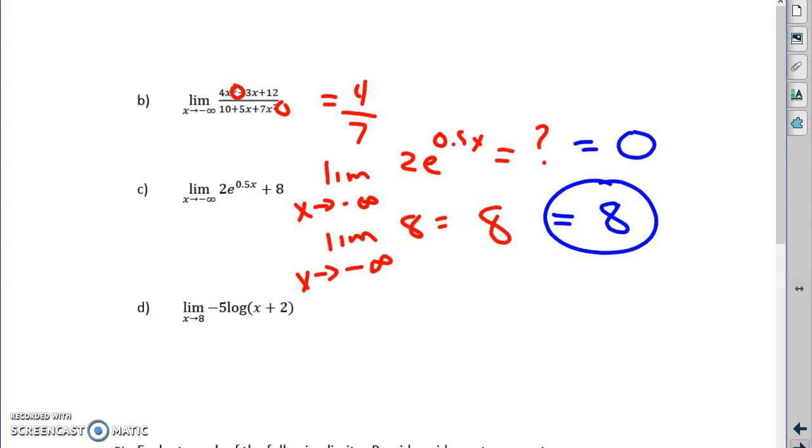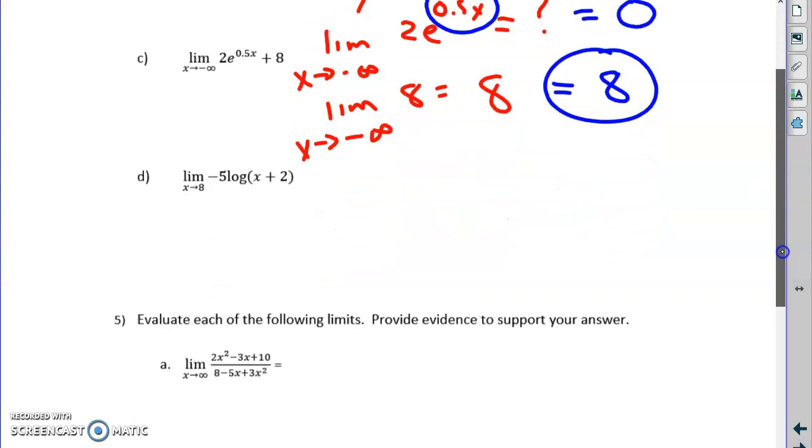If you plug that into your calculator, you would get a decimal, whatever, that's constantly approaching 8. Because again, when that's negative infinity, anything to a negative power is 1 over, and 1 over that approaches 0.